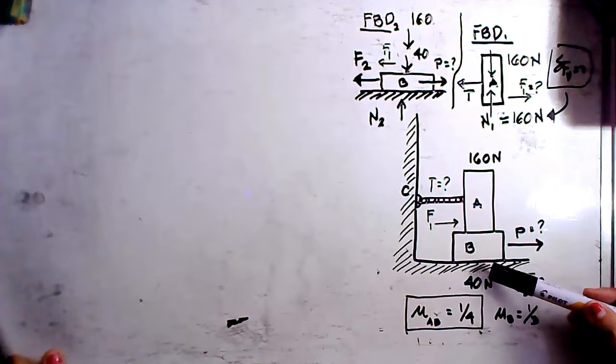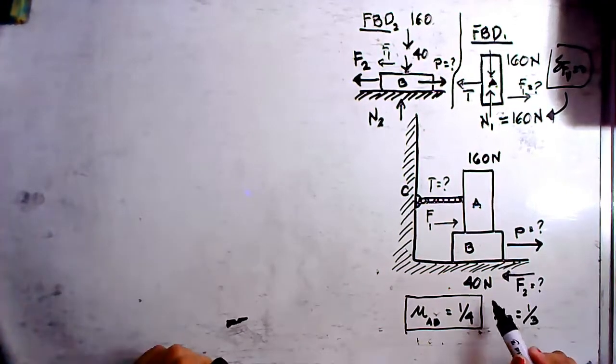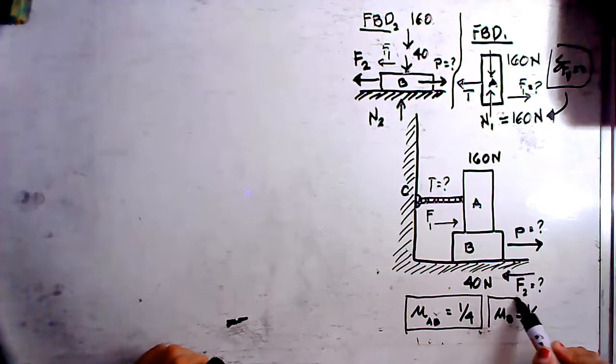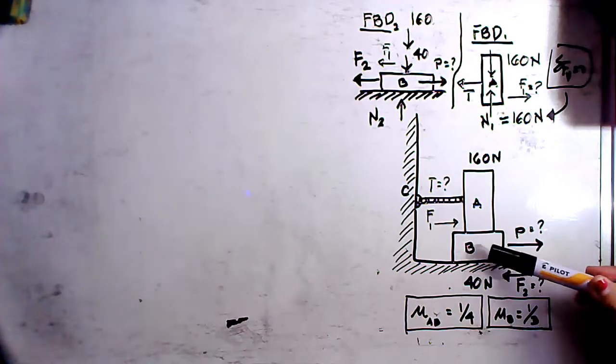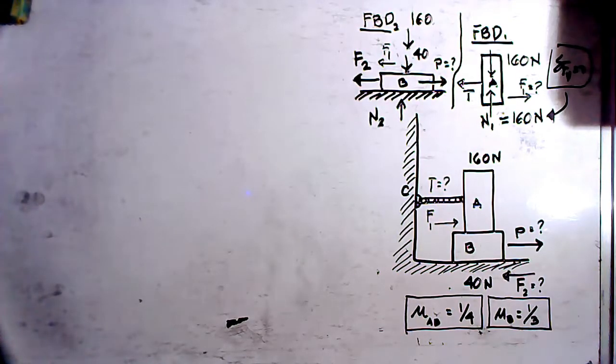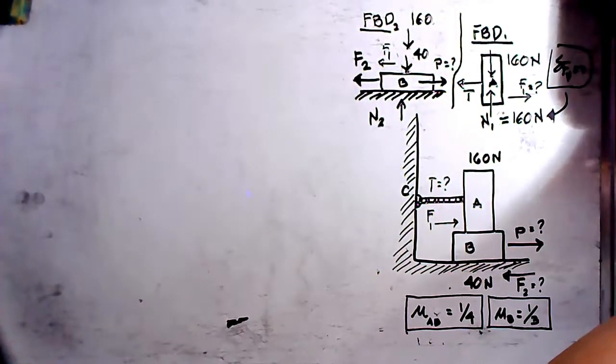While between block B and the plane surface, because block B is in contact with the plane surface, which is represented by the crosshatch, the given coefficient of friction is 1/3. So there are three questions which we have to answer in this particular problem.